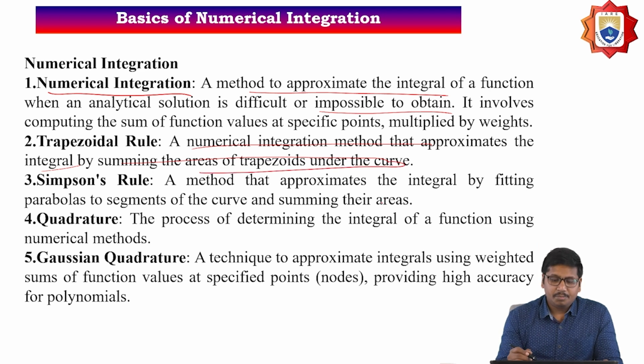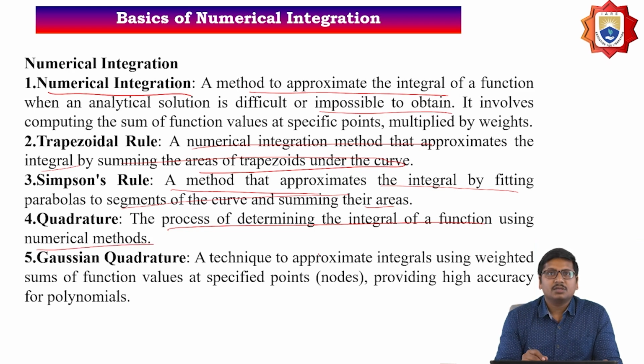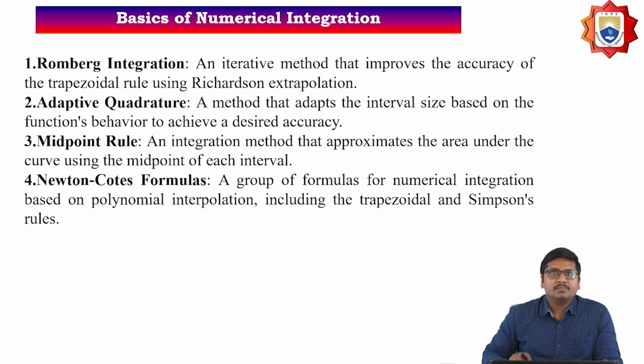Simpson's rule is a method that approximates the integral by fitting parabolas to segments of the curve and then summing their areas. And next one is quadrature, which is the process of determining the integral of a function using numerical methods. It is a technique that approximates integrals using a weighted sum of functional values at specified points, providing high accuracy for polynomials.